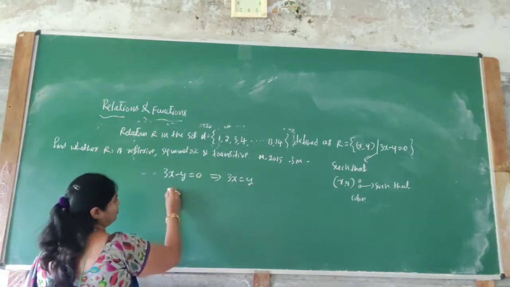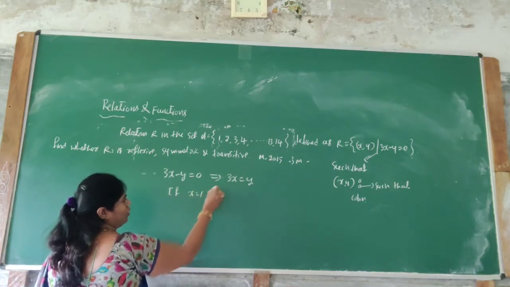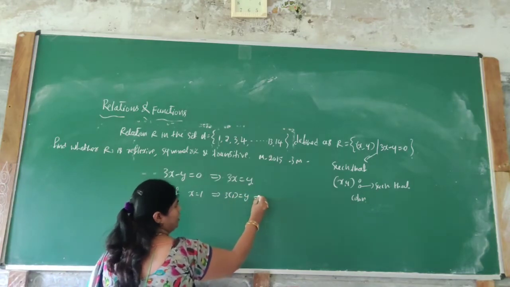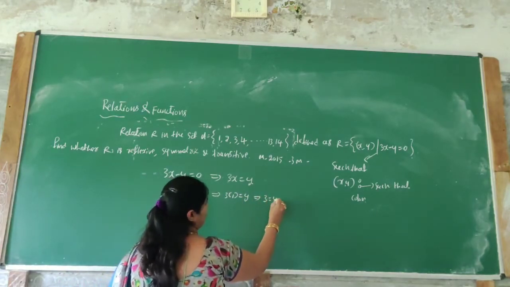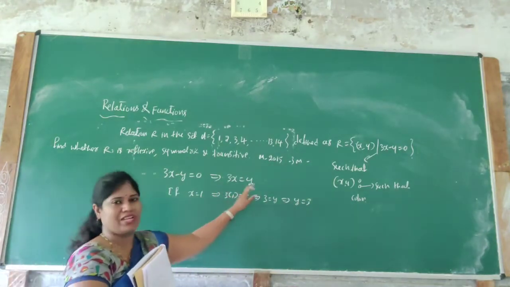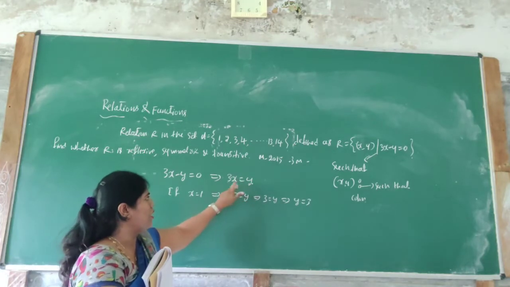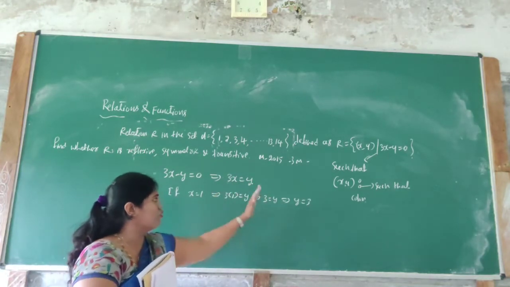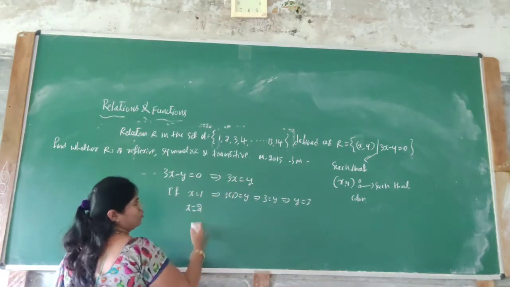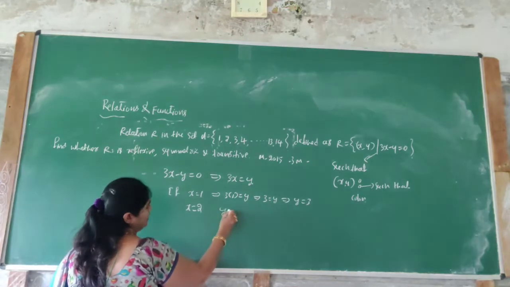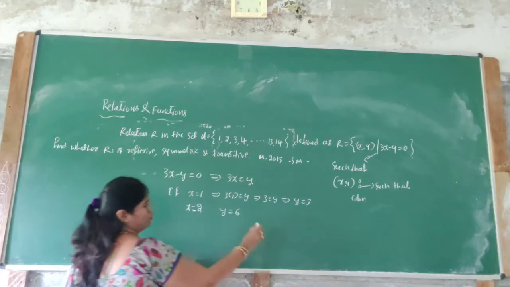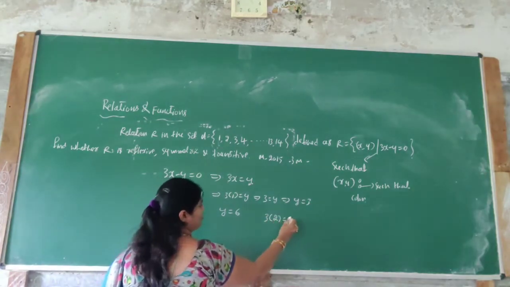So if x is equal to 1, this equation becomes 3 of 1 is equal to y, which implies y is equal to 3. You can write it directly: if x is equal to 1, y is equal to 3 into 1, which is equal to 3. Next, if x is equal to 2, 3 twos are 6, y is equal to 6. You can substitute the x value here: 3x, 3 into 2, which is equal to 6.